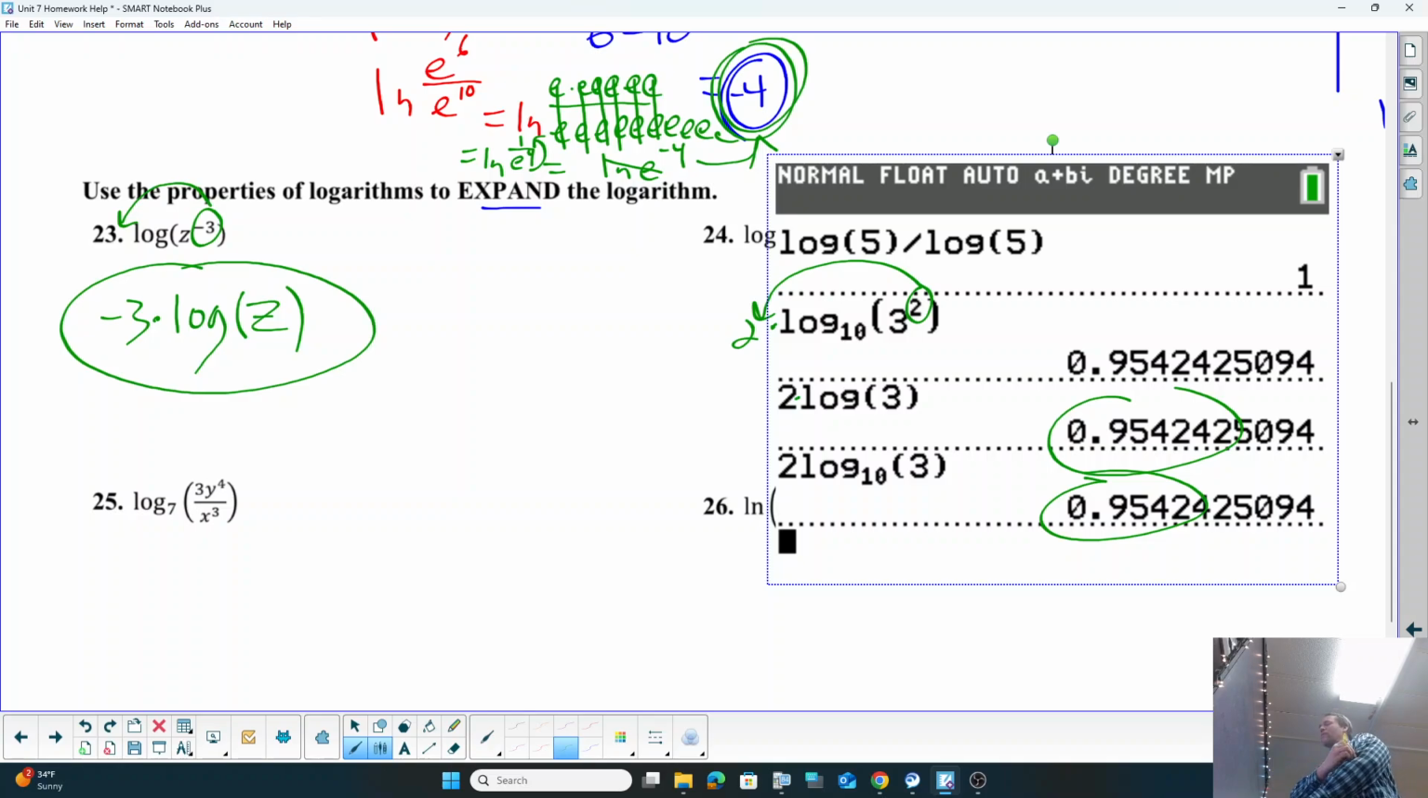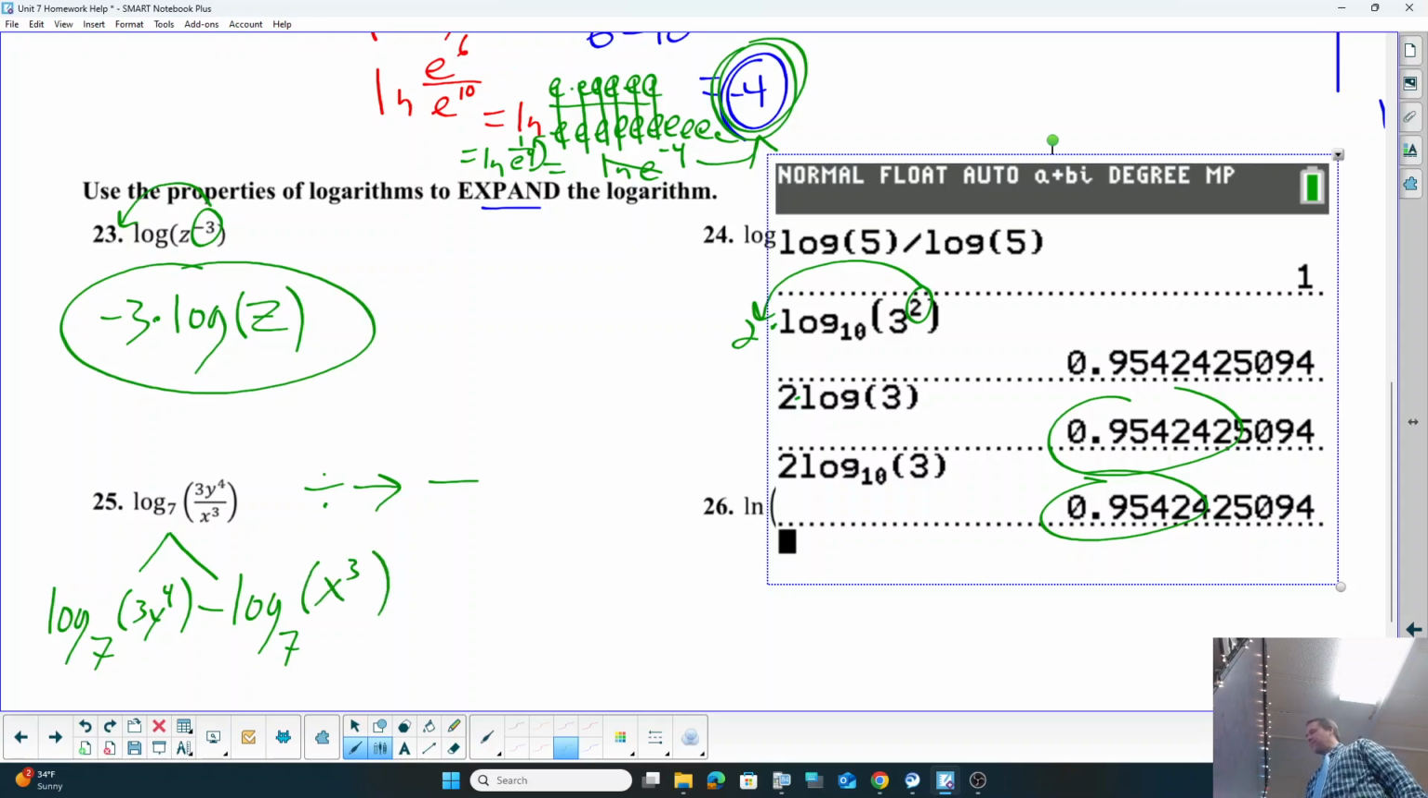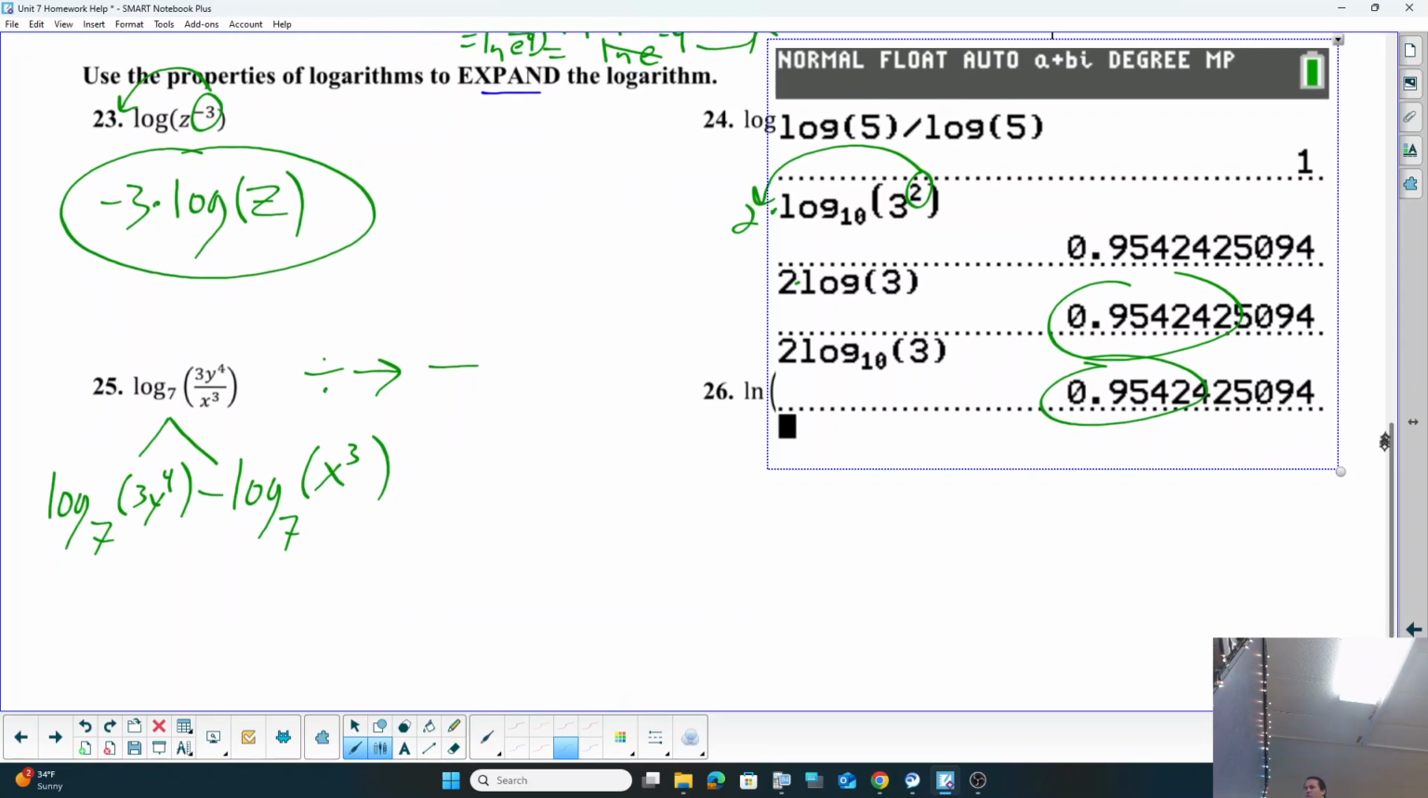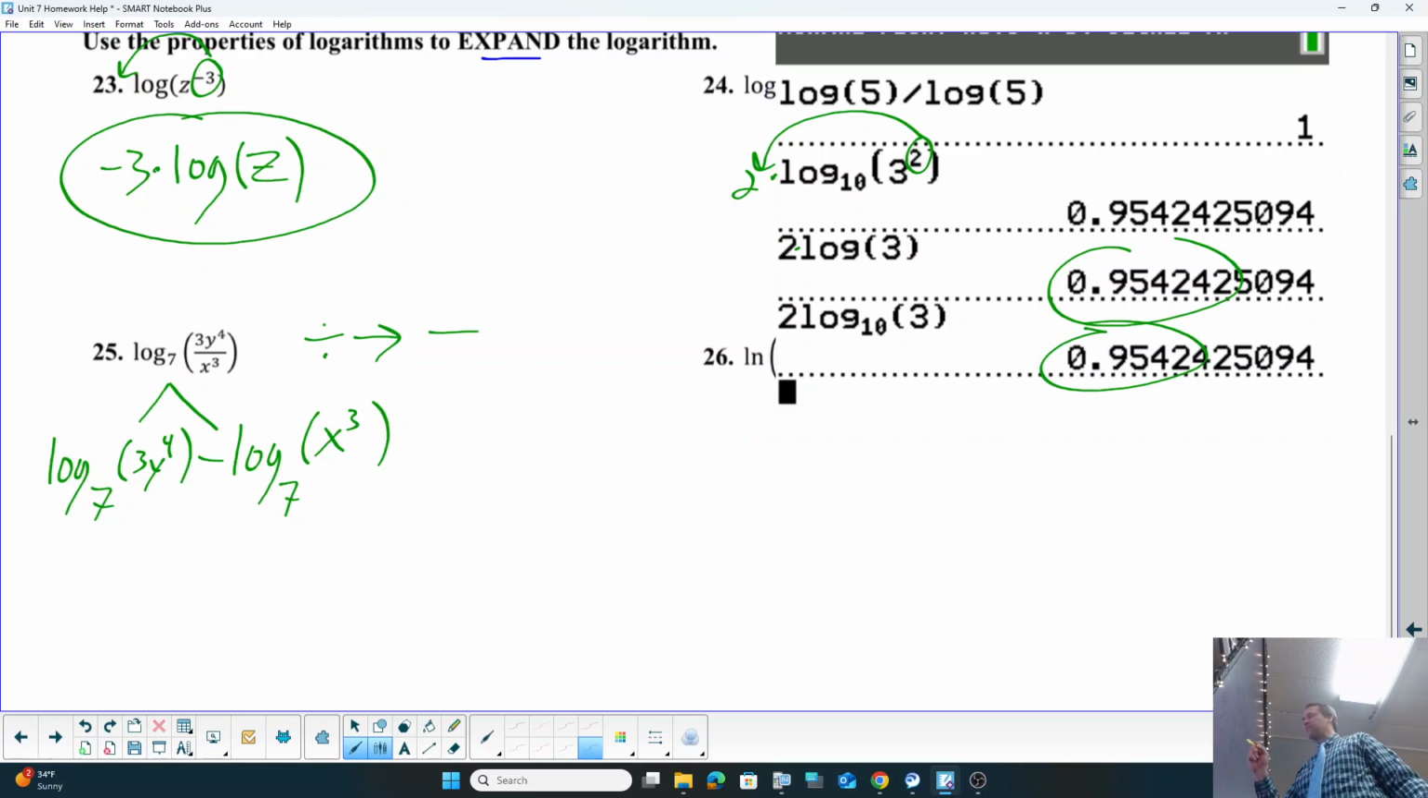So 25, we need to, so what does division become? So division becomes subtraction. So this is going to split into 2 logs. So log base 7 of 3y to the 4th power minus the very same log base 7 of x to the 3rd power. And now all we need to do to finish off those ones is put the powers in front. So we're going to take 4 and put it in front like that. And we're going to take 3 and put it in front like that.